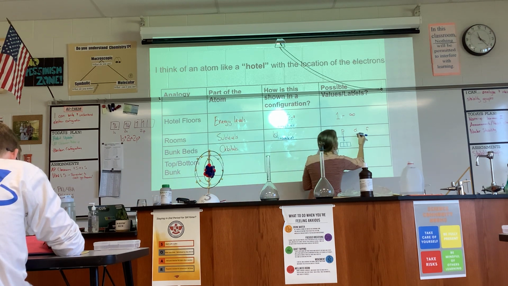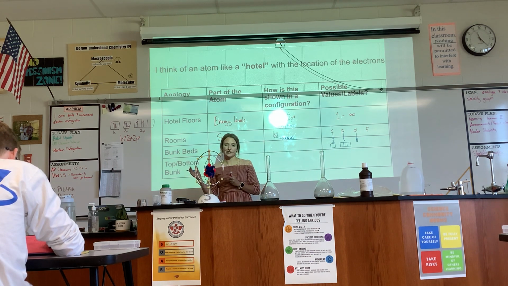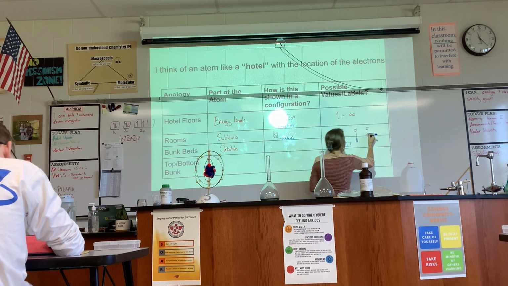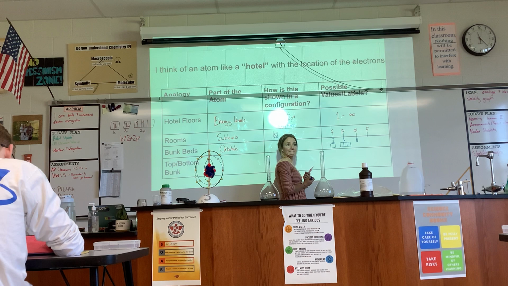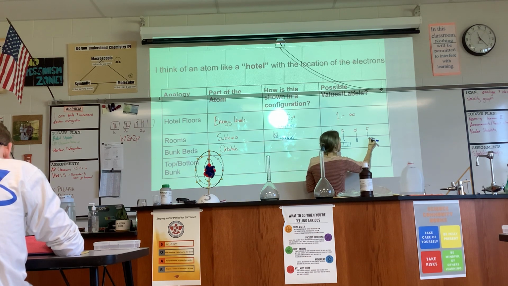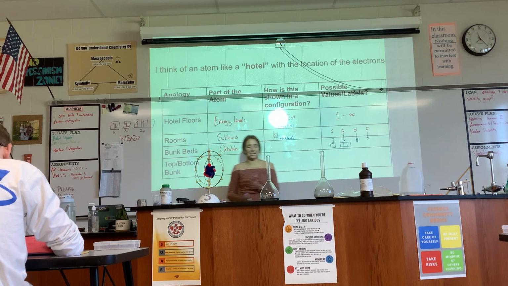The d has 5 orbitals. So you draw 5 boxes all connected. And then f, any guesses? 7. Yeah, you see the pattern? 1, 3, 5, 7. Atoms have so many patterns.